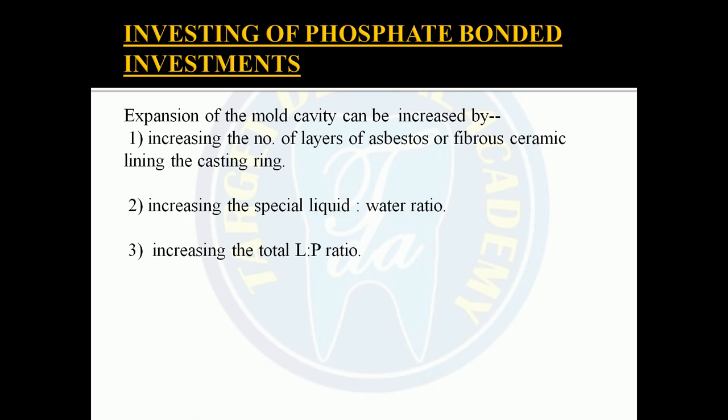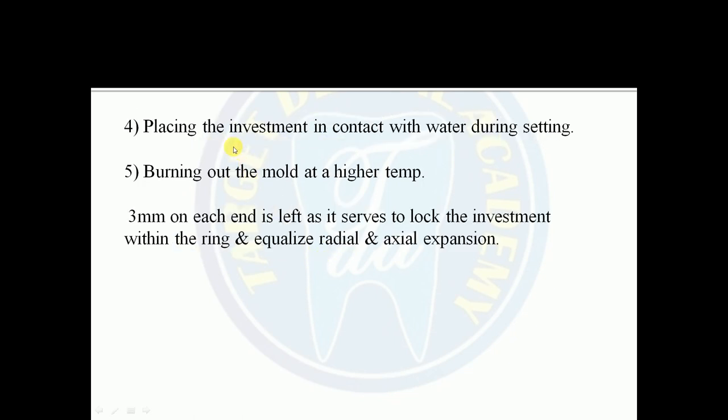Coming on to the phosphate bonded investment. In this, the expansion of the mold cavity can be increased by increasing the number of layers of asbestos liners or fibrous ceramic liners in the casting ring, and by increasing the total liquid to powder ratio. After that, the investment is placed in contact with water during the setting. For burning out the mold at the higher temperature, 3 mm on each end is left, as it serves to lock the investment within the ring and therefore equalizes the radial and axial expansion.